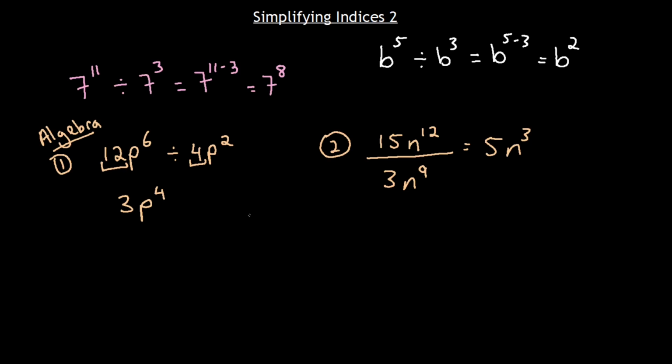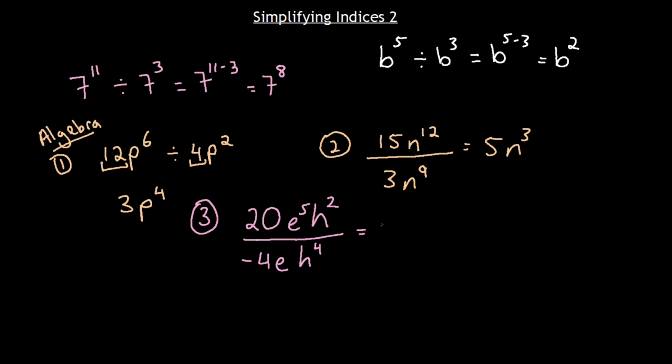Now lastly, we are going to be looking at something a bit more complex, which involves pretty much everything we've learnt so far. So I'm just going to change colours, and we're going to have it right here in the middle. So this time we're going to have 20 e to the power 5 h squared divided by negative 4 e h to the 4th. Right, so what we do here, exactly the same thing. 20 divided by a negative 4, that gives a negative 5.